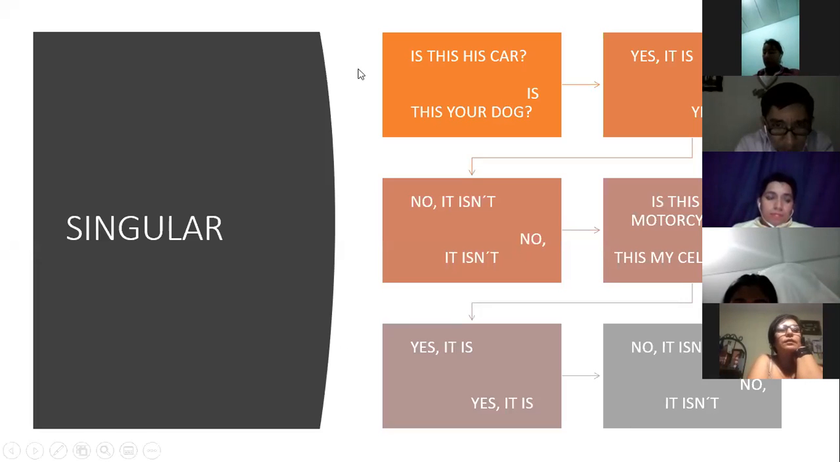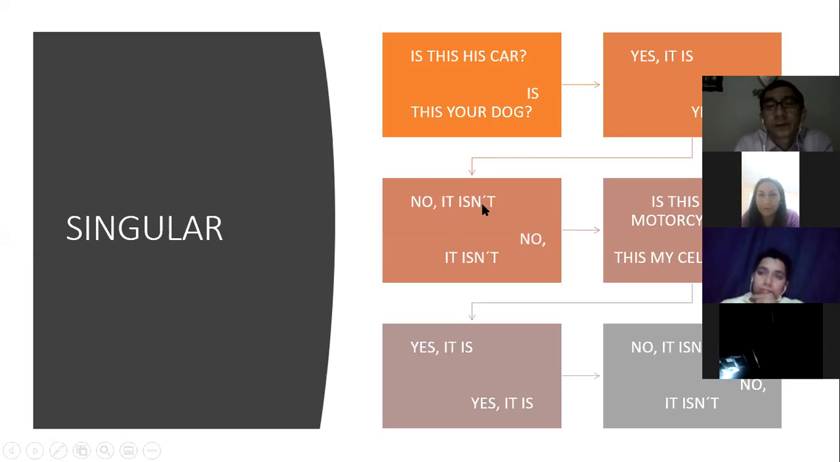Okay. So let's try to follow this chart that we have here. Everything is singular. Y decimos, is this your car? You say yes, it is. Is this your dog? Yes, it is. Or you can say no, it isn't. Is this your motorcycle? Is this my cell phone? No, it isn't, the same. Aquí nada más estamos viendo las formas singulares para contestar, o en el caso que sea la pregunta también es singular. Is this his car? Yes, it is. Or you can say, yes, it is his car.